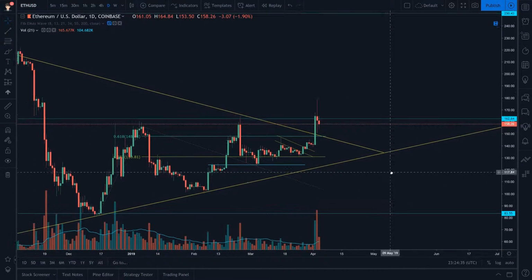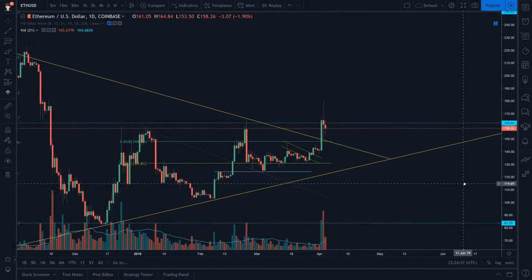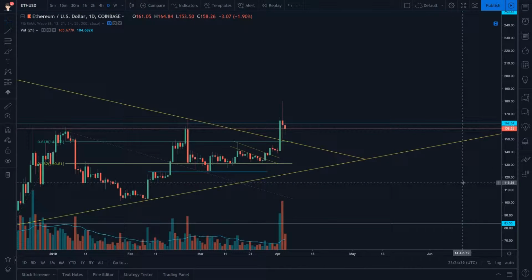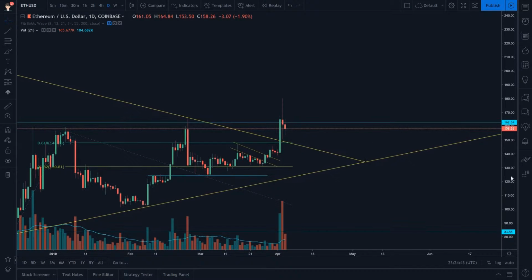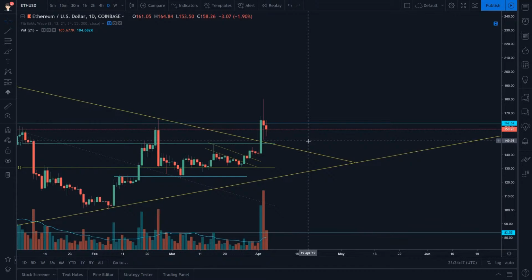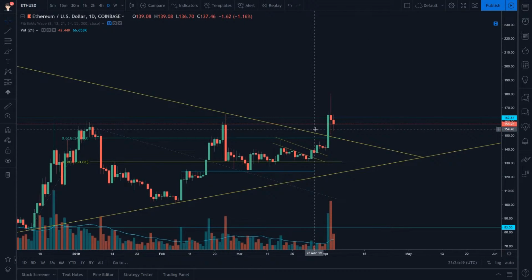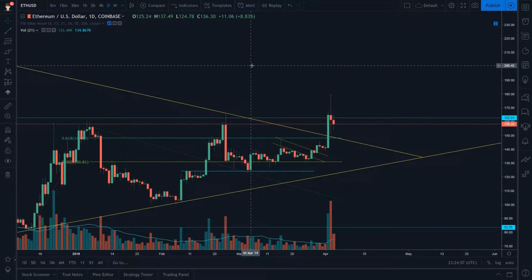Where are we going? Well, kind of as expected, we're getting a slight pullback here. Like I was saying in the last video, you just can't make these kinds of moves and break these kinds of resistances and not expect to see some kind of retest. So that's what we're seeing here.